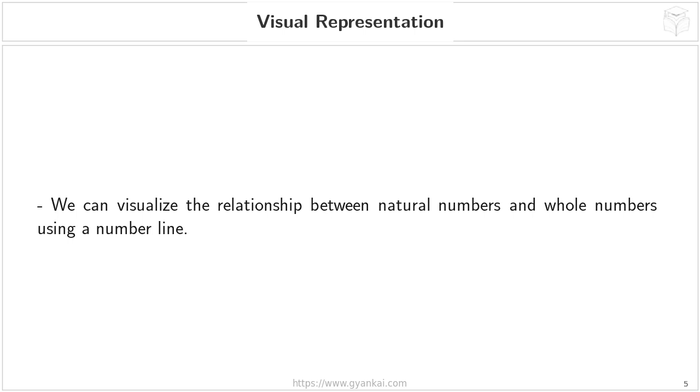This number line gives us a clear picture of how the set of whole numbers encompasses the set of natural numbers, with 0 being the additional element that defines the whole numbers. This visual will be helpful as we move forward and start looking at operations with whole numbers, because it reinforces the idea of their order and magnitude. We'll be building on this foundation, so make sure you have a good grasp of what this number line represents.